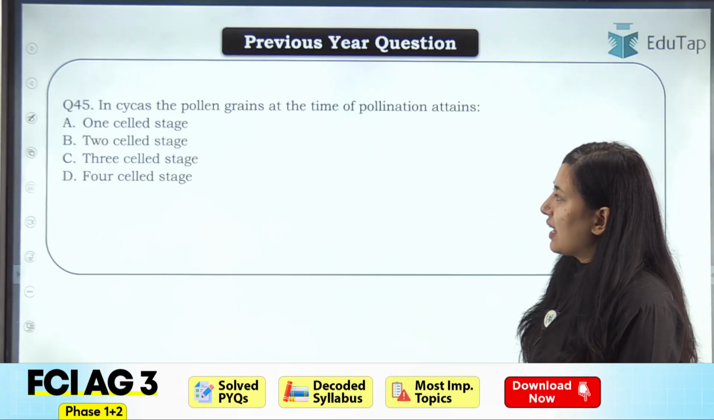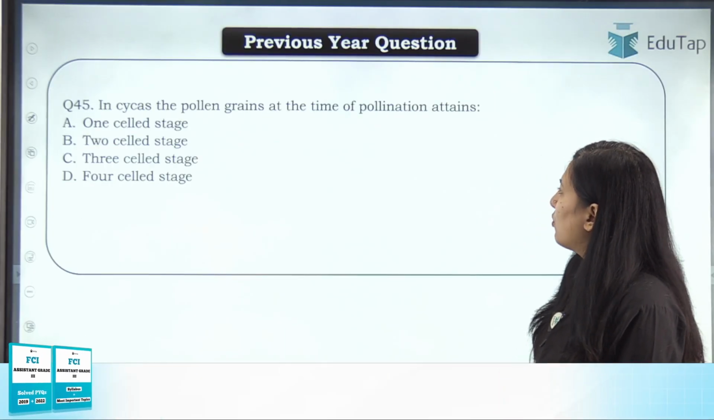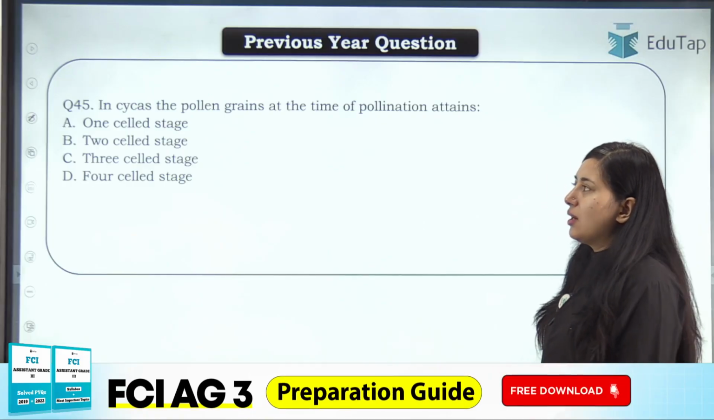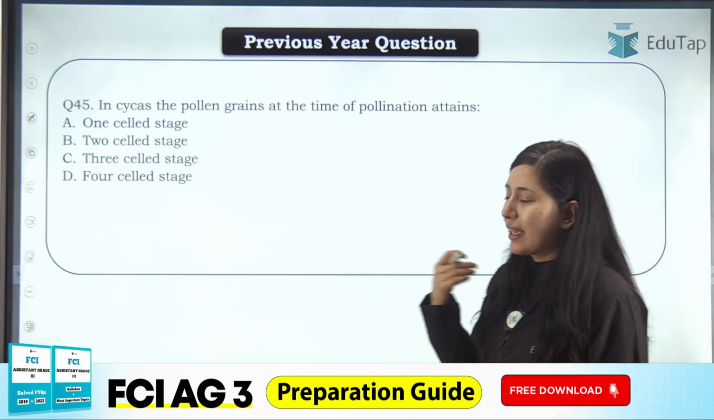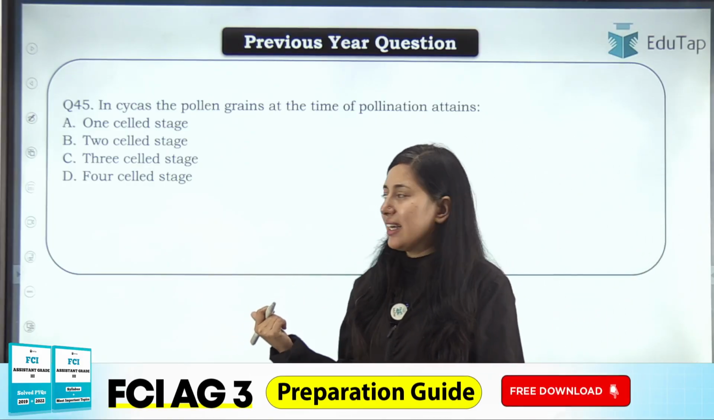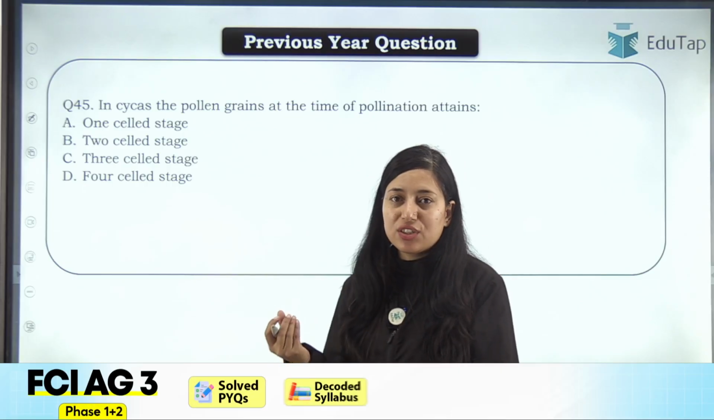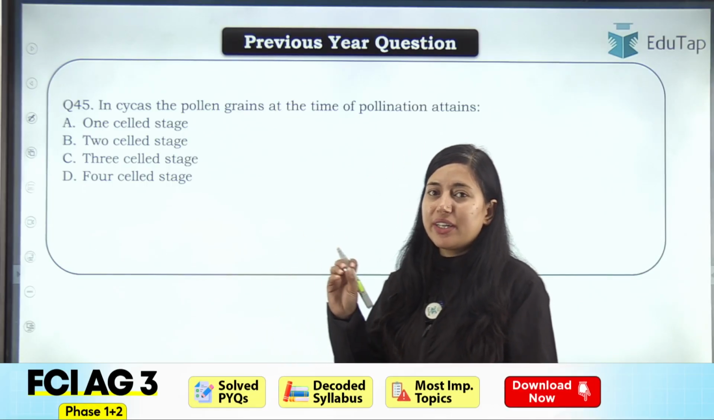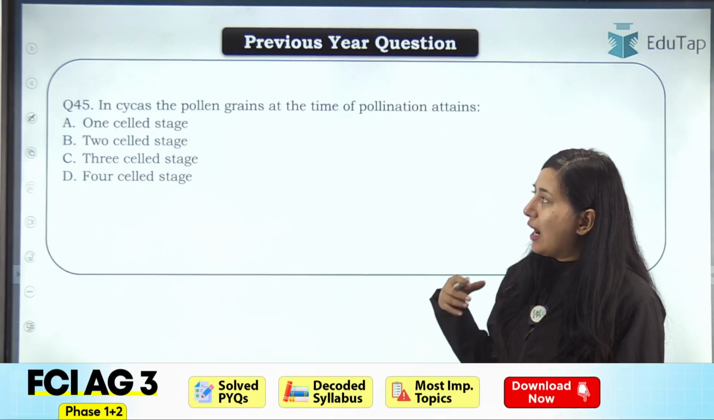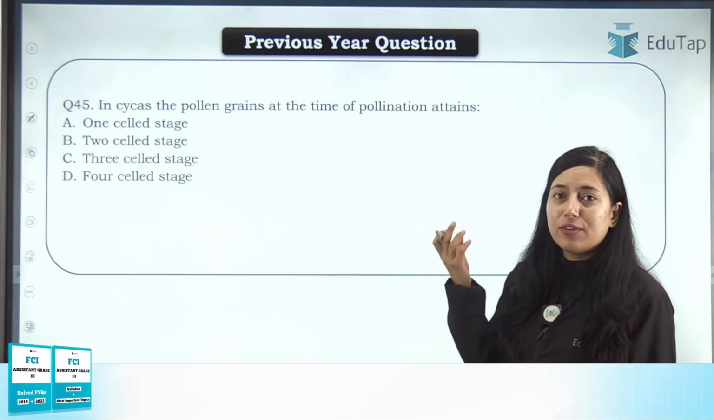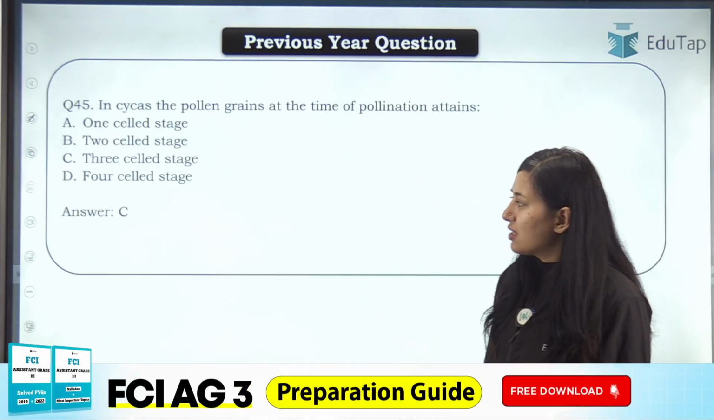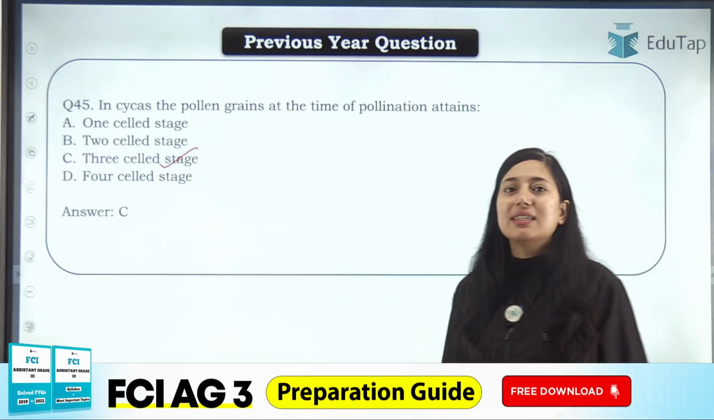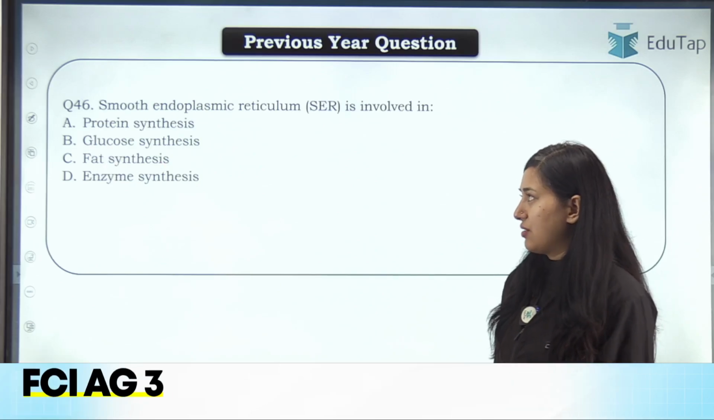Next is, in Cycas, the pollen grain at the time of pollination attains? Okay, now this is again a question from your NCERT that has been asked. So at the time of pollination, the pollen grain divides and it forms cells. So how many cell stages are there during pollination in case of Cycas? So that is the 3-celled stage that is seen in Cycas specifically.